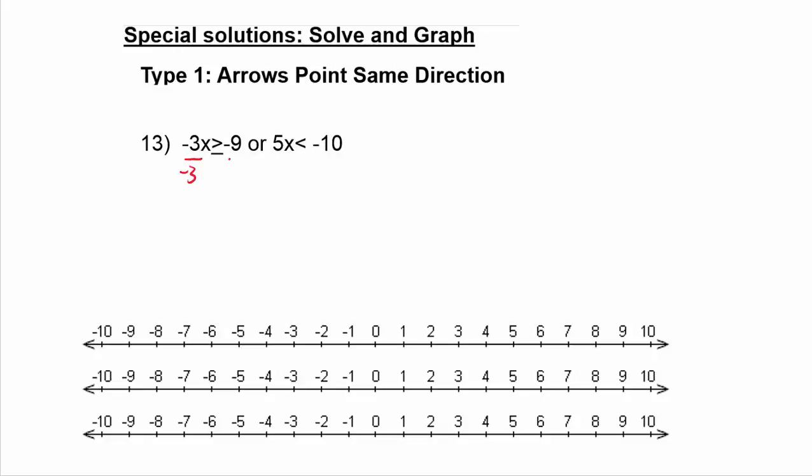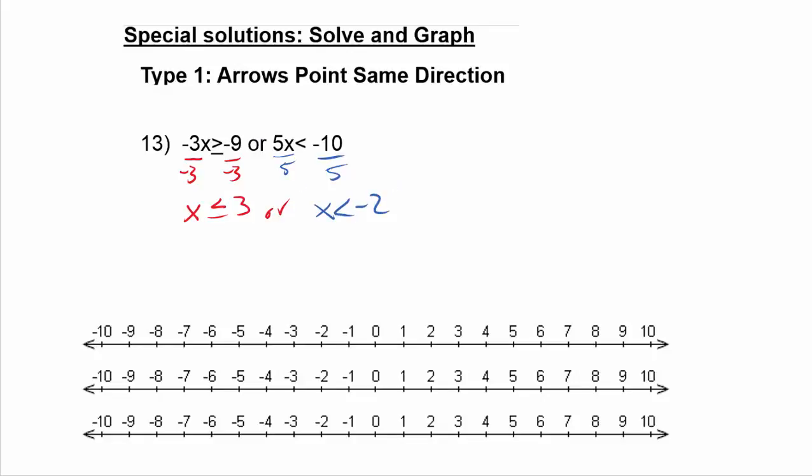So I've got -3. I'll divide on both sides. You'll get x is less than or equal to 3. Or, now we'll go to the right-hand side, divide by 5 on both sides, and we get x is less than -2.